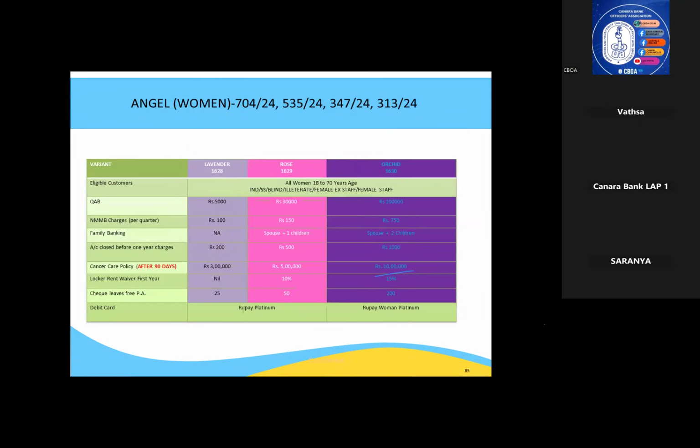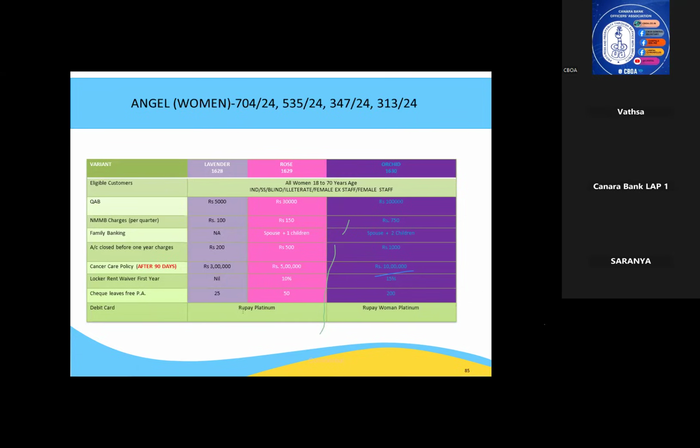Okay, the product code. There are 3 variants in this product. The first product code is 1628, the second is 1629, and the third is 1630. All women aged 18 to 70 years, including staff, are eligible to open this account. For the first category, the minimum balance to be maintained is 5,000. Second category, Rose, 30,000 has to be maintained. Third category, Orchid, 1 lakh has to be maintained. 5,000, 30,000 and 1 lakh.